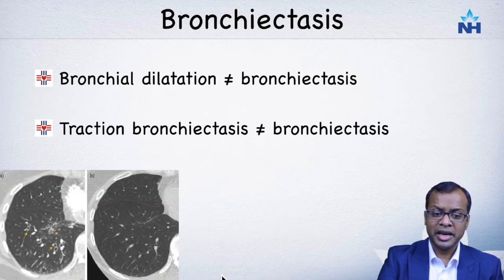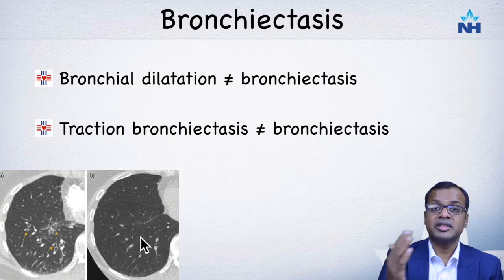This is a case where you look at this and you say this is bronchiectasis. You can clearly see that the bronchi are dilated, and this is the patient after therapy or after treatment. And you can see the bronchi have all become normal. So bronchiectasis by definition is irreversible dilatation of bronchi and not just dilatation of bronchi.